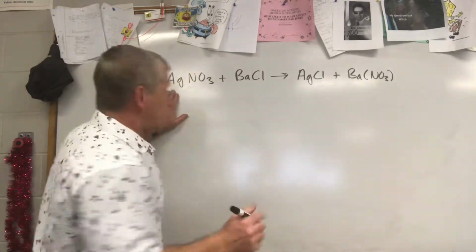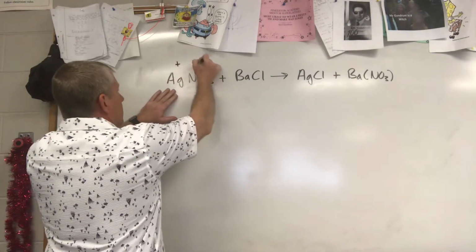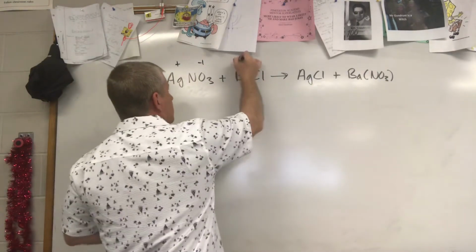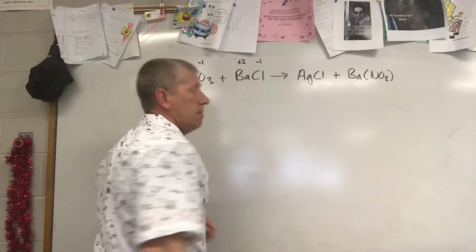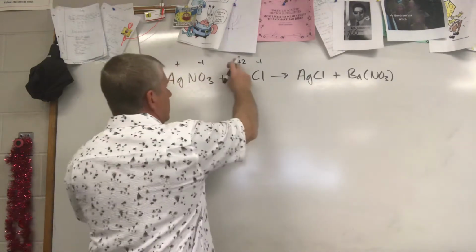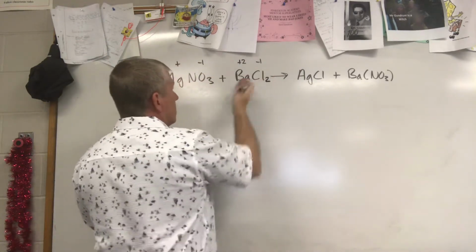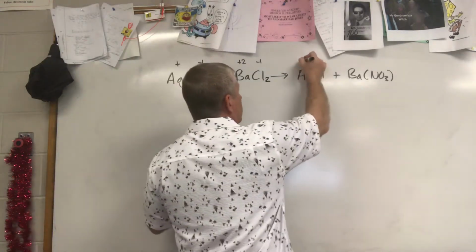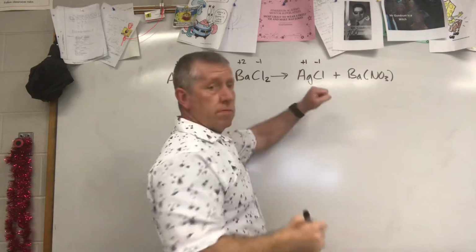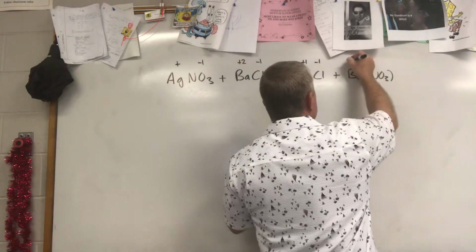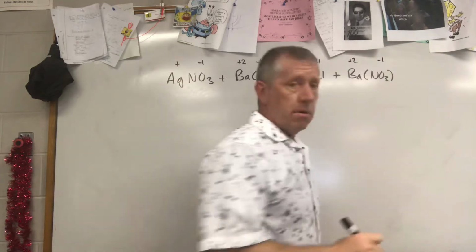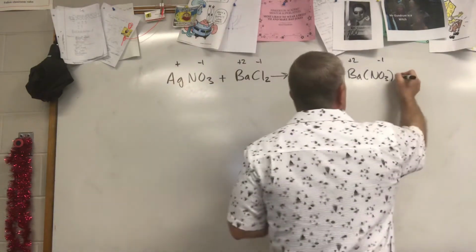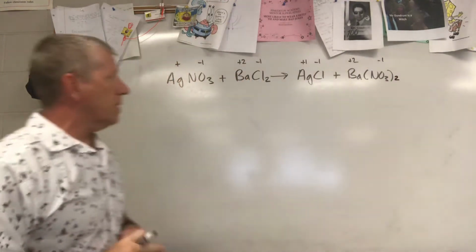Check the charges. Silver is a +1, nitrate's a -1. That's good. Barium's a +2, chlorine's a -1. That's not good. So bring that 2 down for a subscript because they don't cancel each other out. Remember, crisscross. Silver's +1, chlorine's -1. Good. Barium's +2, nitrate's -1. Not good. Bring that 2 down for the nitrate outside the parentheses. So there we go. A little review on writing formulas.